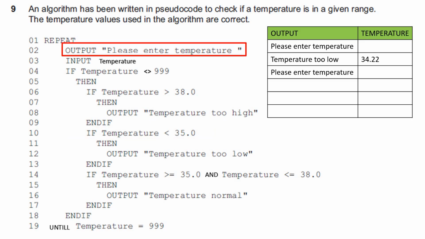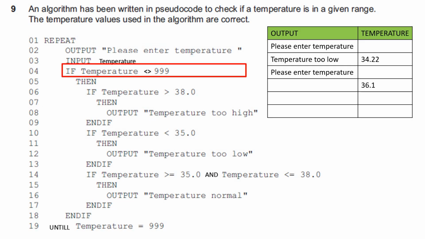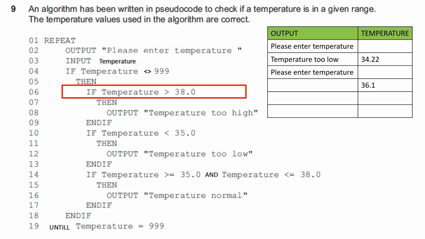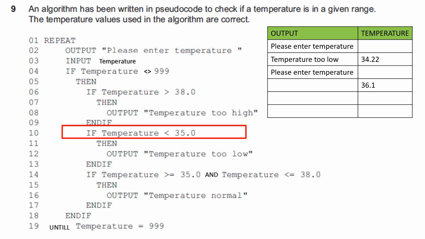Next input: please enter the temperature. Now you are going to enter 36.1. It will check that 36.1 is not equal to 999. Yes, it is true. Then it will check whether the temperature is greater than or equal to 38. No.